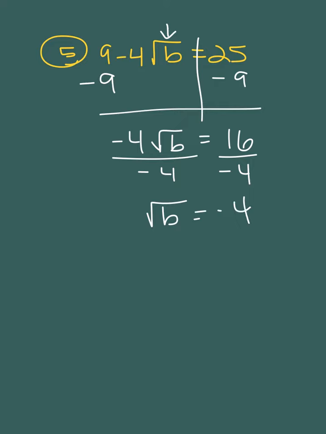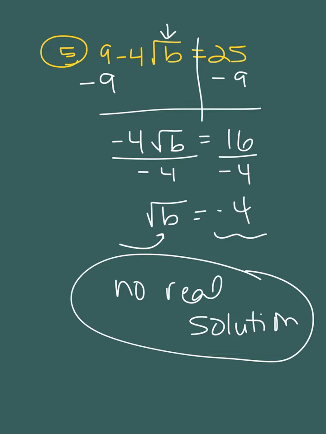Now at this point I can stop, because I noticed, like we talked about earlier, the square root of b cannot equal a negative number. So this is going to be no real solution. Now if you were to go on and solve that, you would get a value, but if you would check it, it wouldn't work, so that would be an extraneous solution. Therefore my answer is no real solution.